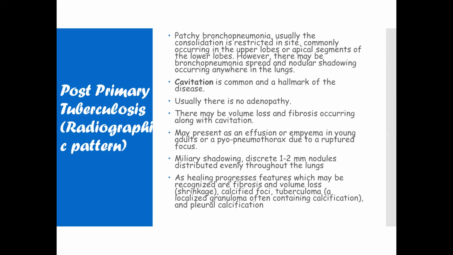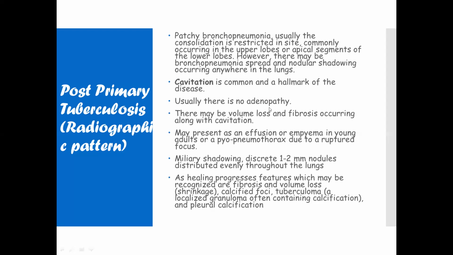Then if we talk about post-primary TB, the radiographic pattern will be patchy bronchopneumonia. Usually the consolidation is restricted, commonly occurring in the upper lobes or apical segments of the lower lobes. However, there may be bronchopneumonic spread and nodular shadowing occurring anywhere in the lungs. Cavitation is common and a hallmark of the disease. Usually there is no adenopathy, so remember in primary we usually have adenopathy and rarely cavitations. However, in post-primary, cavitations are common and adenopathy is not really there.